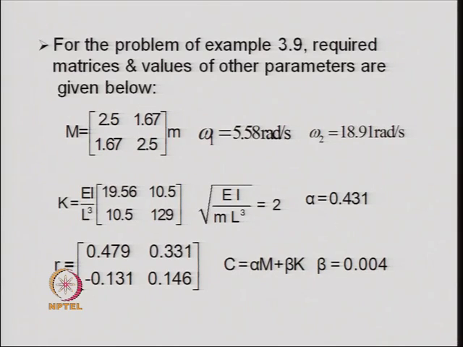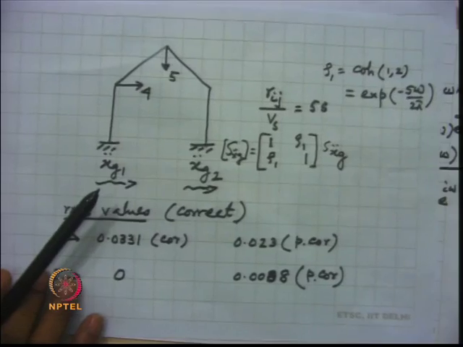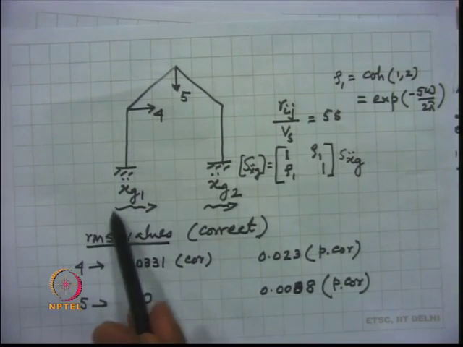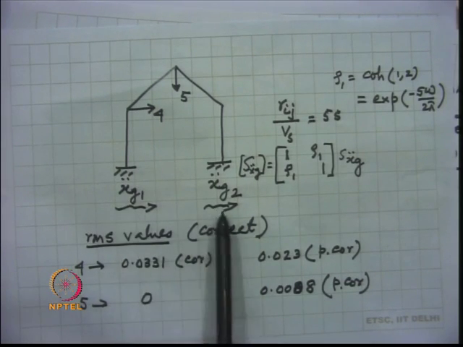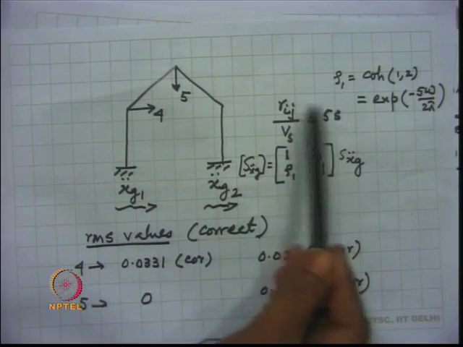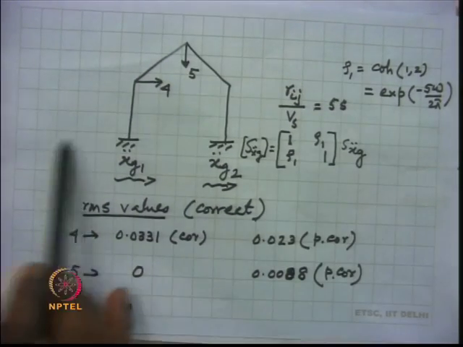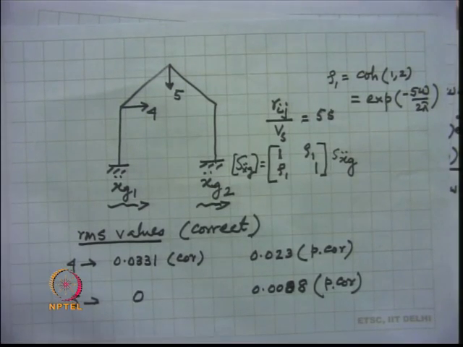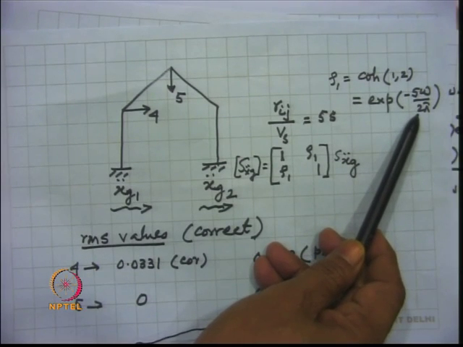That is, we had a pitch roof portal frame, if you recall, and there is a degree of freedom here and a vertical degree of freedom 5, and this is having a multi-support excitation. There are two multi-support excitations. The time lag between these two points is given as 5 seconds, that is Rij by Vs, that becomes equal to 5 seconds. So one can have a correlation, coherence function with rho 1 defined as exponential of minus 5 omega by 2 pi.